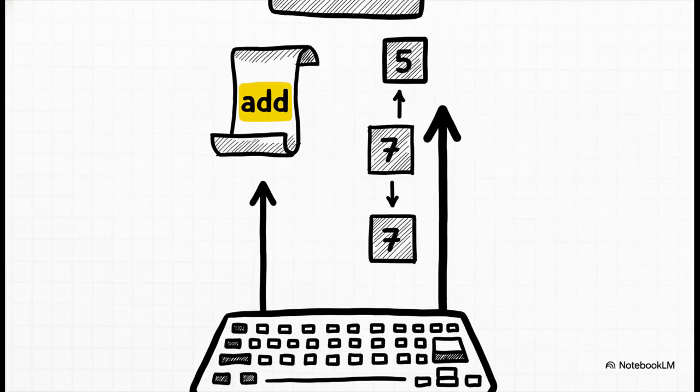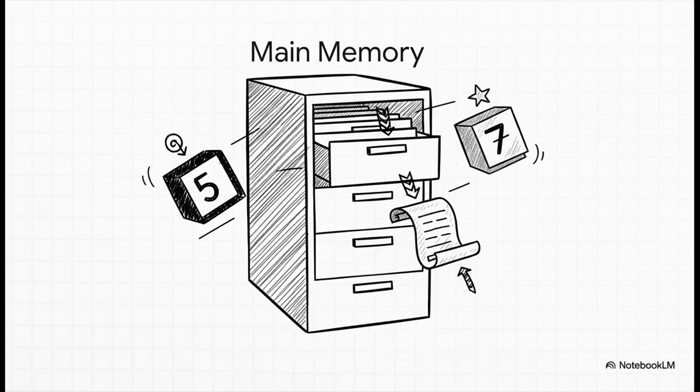All right, step 1. You type 5 plus 7 on your keyboard. That keyboard is our input device. It sends the numbers, that's our data, and the add command, that's our instruction, into the computer. The computer gets that info and immediately places it into main memory, our filing cabinet. Both the instruction and the data get a specific address, kind of like a file number, so the system knows exactly where to find it later.